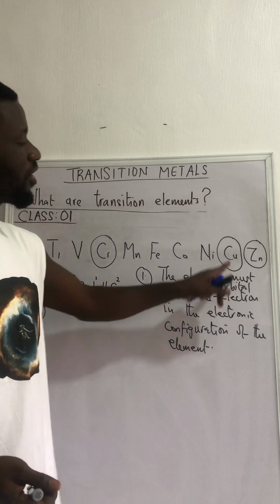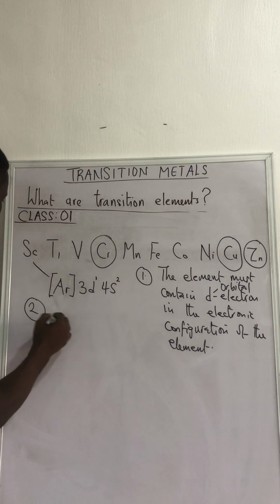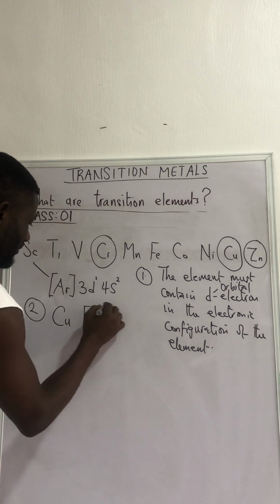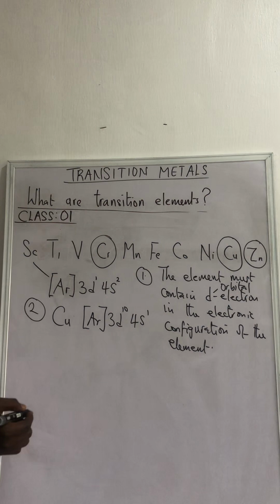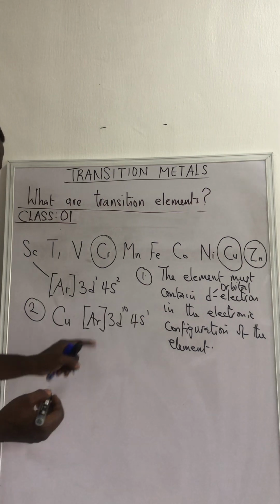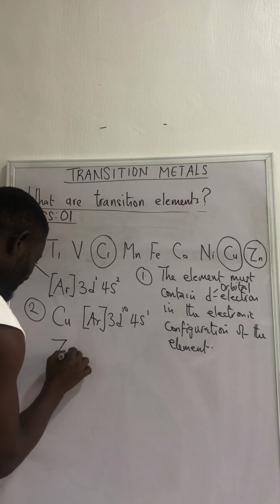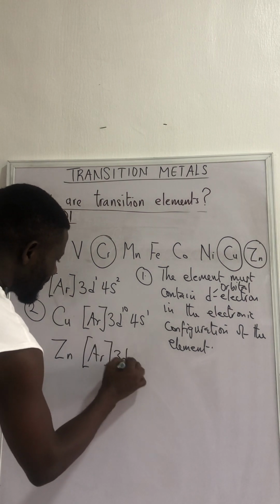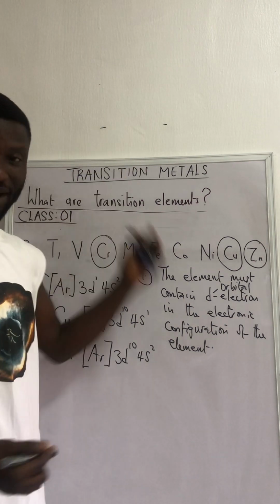The d orbital of copper is fully filled because copper has the electronic configuration of argon, 3d10, 4s1, 11 plus 18, that is 29. 10 plus 1, 11, plus this 18, that is 29. For zinc, we have argon, then we have 3d10, we have 4s2. I will explain this one in my other video.